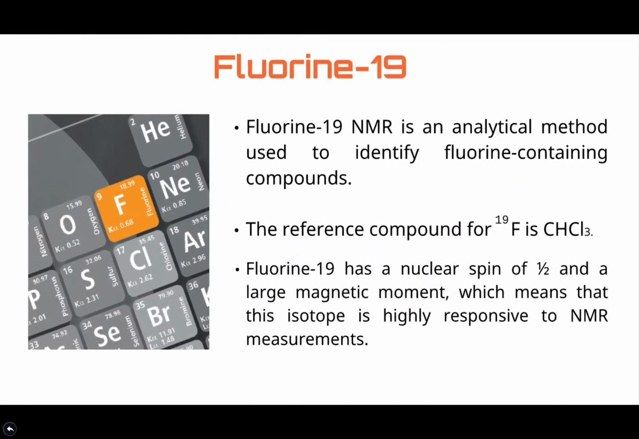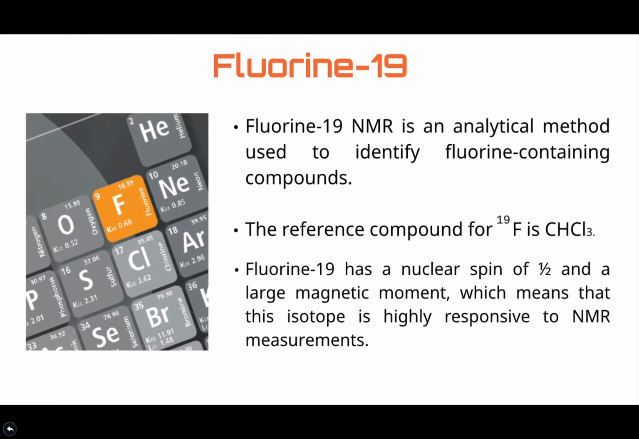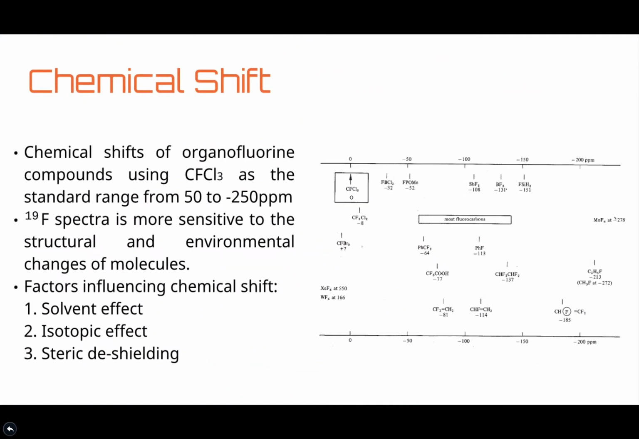Fluorine-19 NMR is an analytical method used to identify fluorine-containing compounds. Fluorine-19 has a nuclear spin of a half and a large gyromagnetic ratio, which means that this isotope is highly responsive to NMR measurements. Chemical shift of organofluorine compounds range from 50 to -250 ppm. Factors influencing chemical shift are 1. Solvent. The variation in fluorine chemical shift is around 1 ppm.